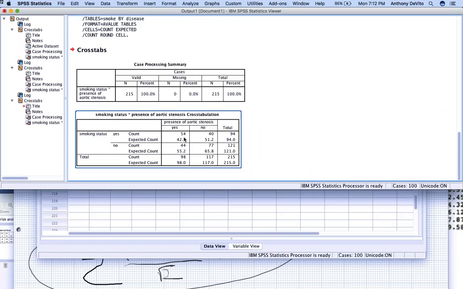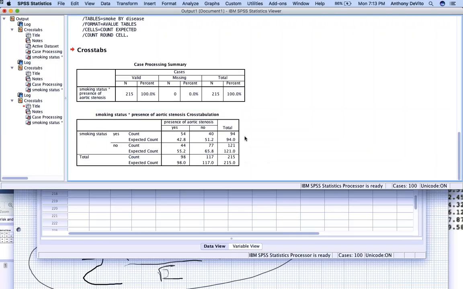Okay, so in this case, I've got both of these. Instead of making two tables, it just summarizes the data into the same table. So I've got 54 people. The observed value here was 54. The expected value is a bit lower. It was expected to be 42.8. My observed value is 44. My expected cases would have been 55.2 if there were no association between smoking and stenosis.